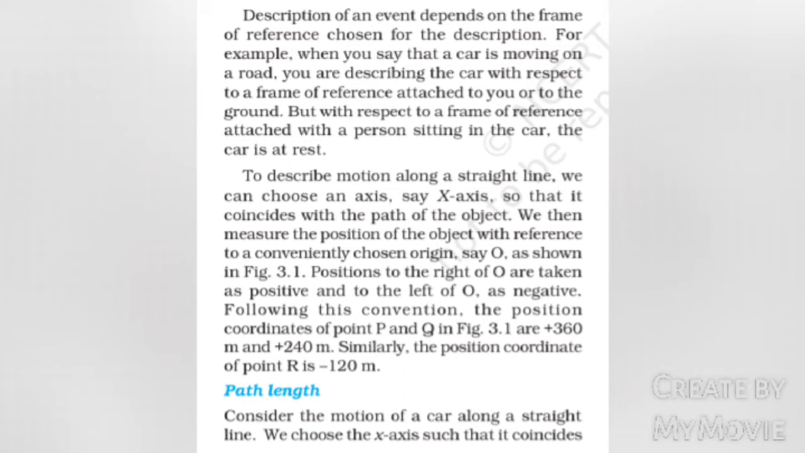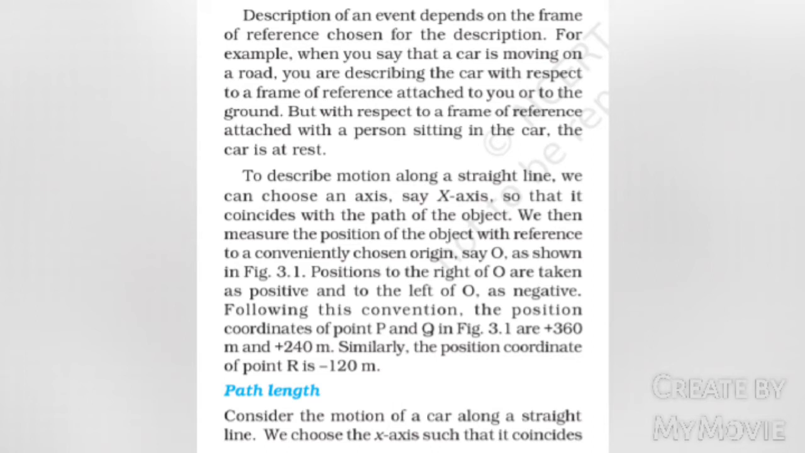To describe motion along a straight line, we can choose an axis, say x-axis, so that it coincides with the path of the object. We then measure the position of the object with reference to a conveniently chosen origin, say O, as shown in figure 3.1. Positions to the right of O are taken as positive and to the left of O are negative. Following this convention, the position coordinates of point P and Q in figure 3.1 are plus 360 meter and plus 240 meter. Similarly, the position coordinate of point R is minus 120 meter.